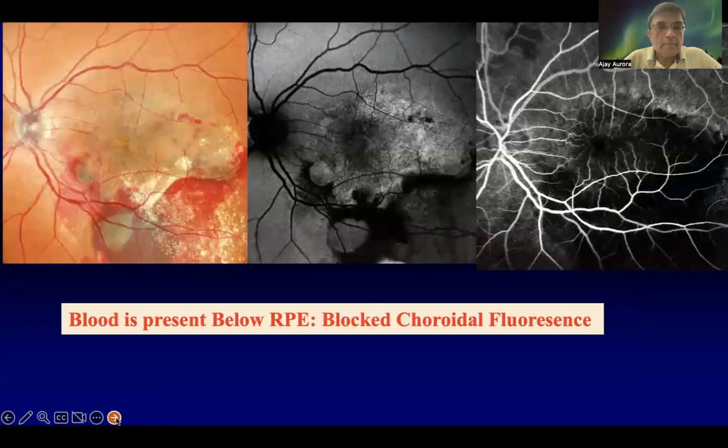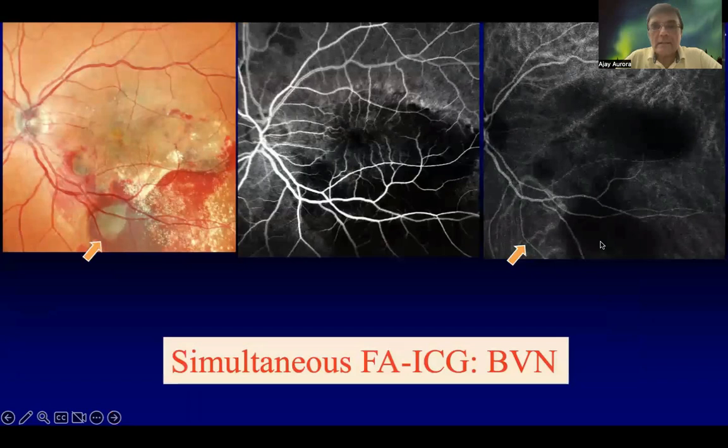And when we look at the angiogram, you can actually see the retinal blood vessels, but because of the heme, one is not able to see beneath the heme. Only in the ICG one can make out, like in this patient, you can see the same area on the ICG, the branching vesicular network can be made out.